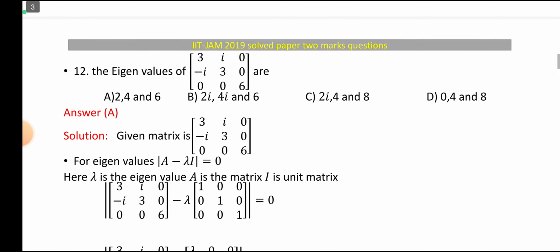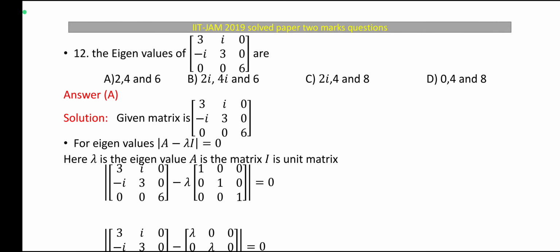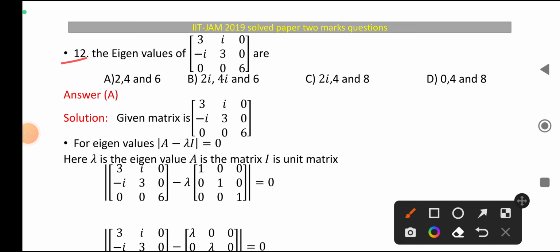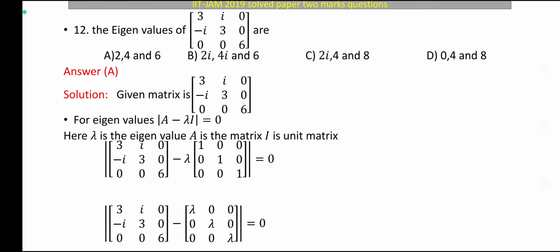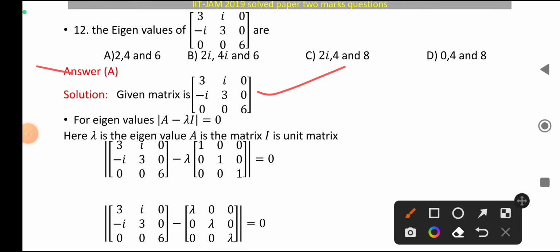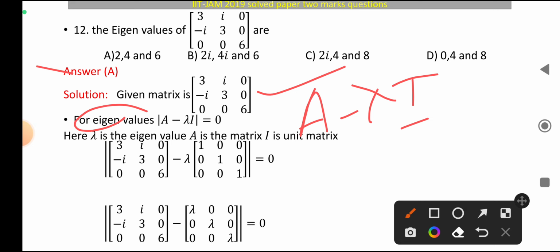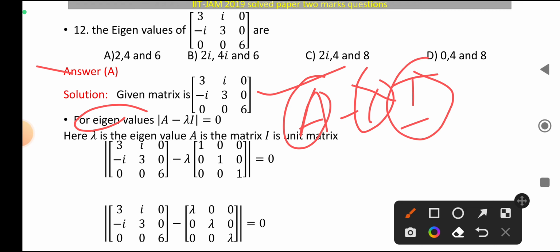And the next question: eigenvalues of the matrix 3 i 0, minus i 3 0, 0 0 6. So what are the values? The option is given as A. The matrix is given, but the formula for eigenvalues is A minus lambda into I, where A is the given matrix, lambda is the eigenvalue, and I is the identity matrix.